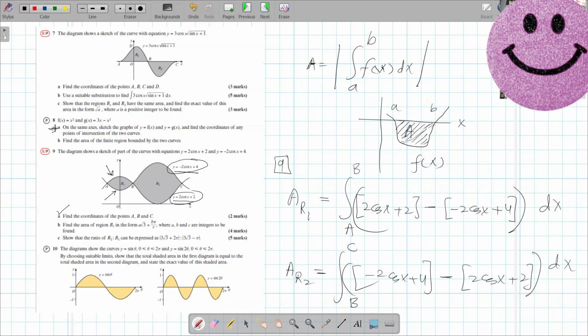He says that in part A, on the same axis, sketch these two graphs. Firstly, you need to sketch both of them. After sketching, obviously, you will know which one is the upper curve and which one is the lower curve. You also need to find the points of intersection. Should we do it? Yeah, why not? I need a refresher on sketching graphs anyway.